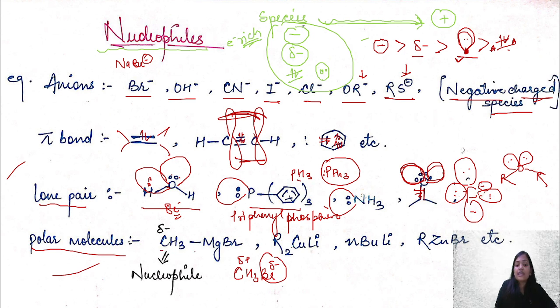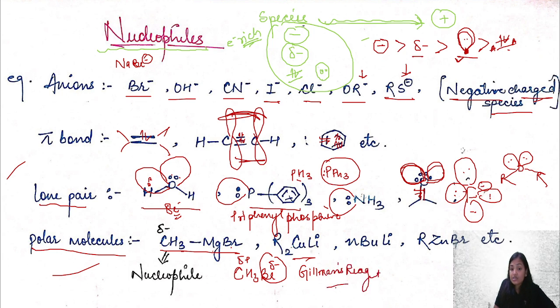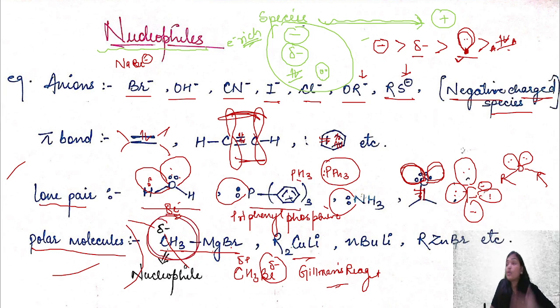Similarly, in the case of the Grignard reagent, CH3MgBr, this is a Grignard reagent. This is a Gilman's reagent. You will be doing the reactions related to them; I will be giving you all such name reactions in my upcoming sections. If you focus on these kinds of reagents, you will get to know that this carbon is more nucleophilic in nature.